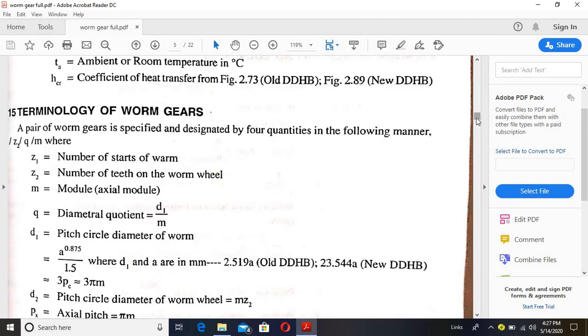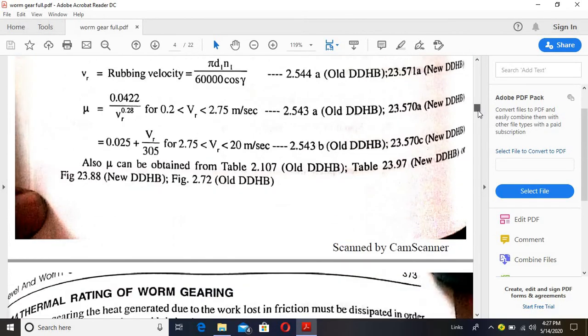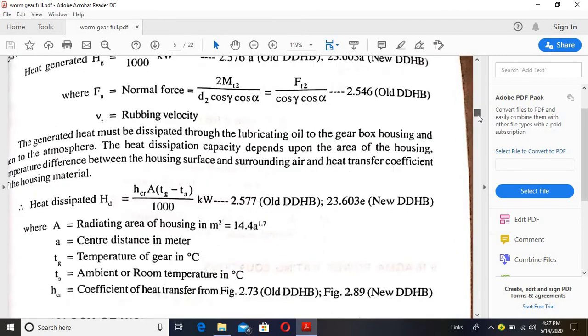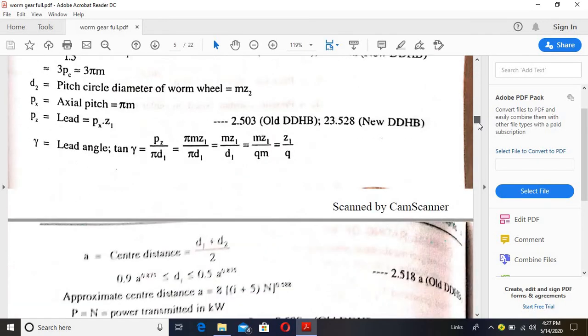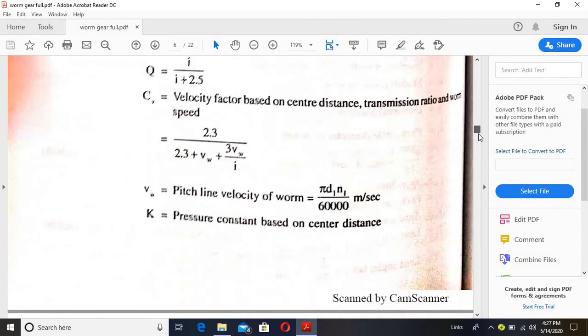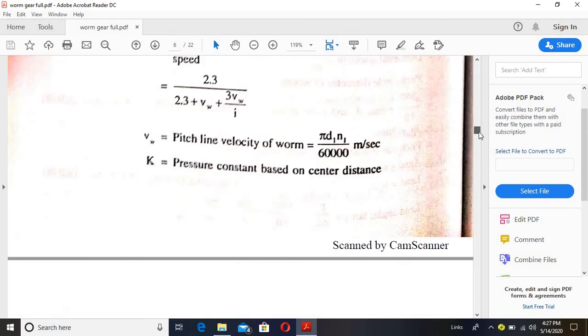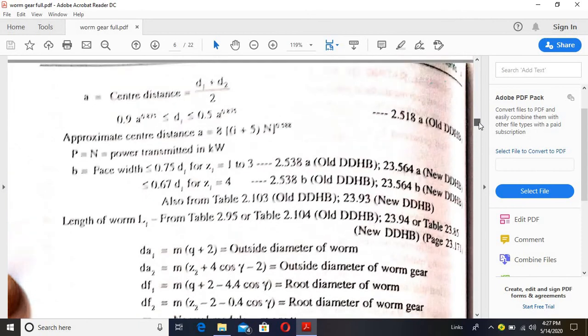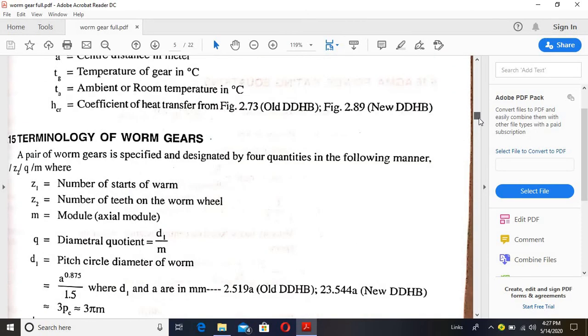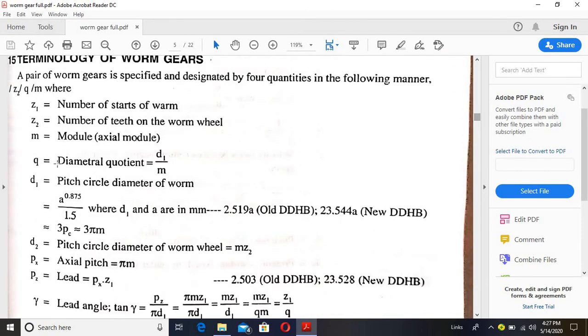So these are the formulas we are using to calculate the efficiency, the heat generated, and the heat dissipated. Next, we'll see some of the notations and terminologies. Already we know that Z1 is the number of starts of the worm, or number of threads. Z2 is the number of teeth on the worm wheel. M is the module. Q is the diametrical quotient, which can be calculated using the formula d1 by m.